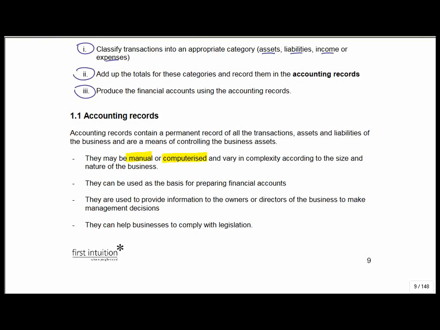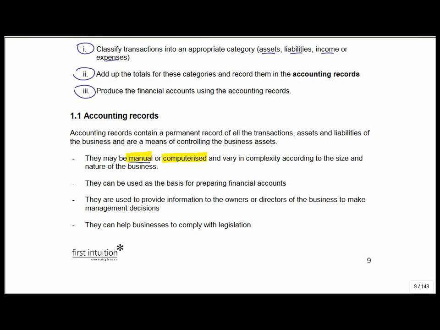As we go through this module, a lot of what we explain through how to account is based on the old-fashioned manual system, because every computerized system that we see nowadays is still based on the same principles that were established in those manual systems. So all of the principles of double entry and recording transactions are the same whether you use a manual or a computerized system.